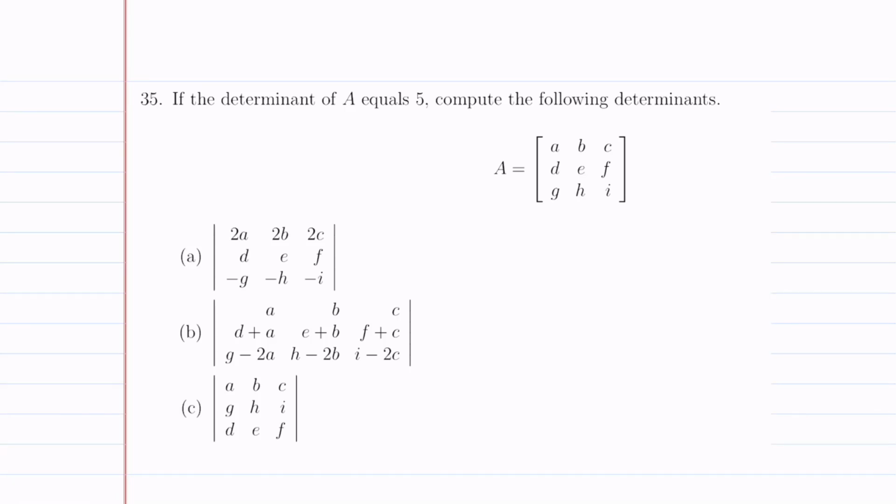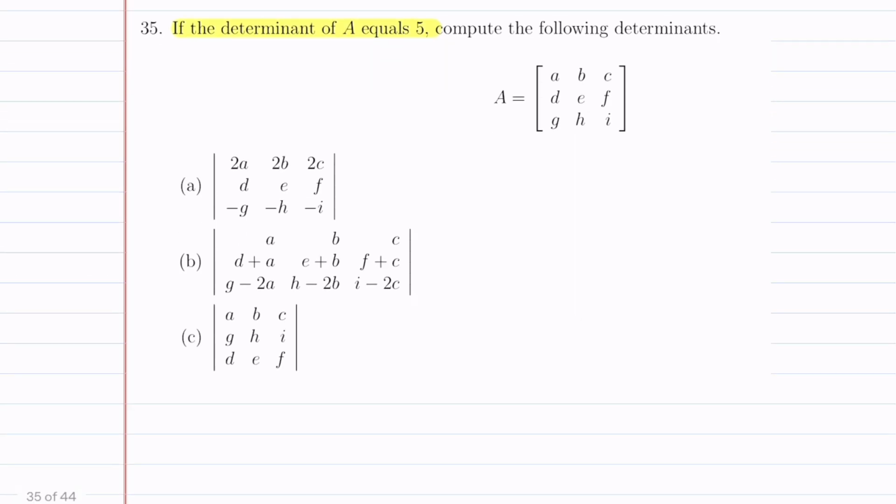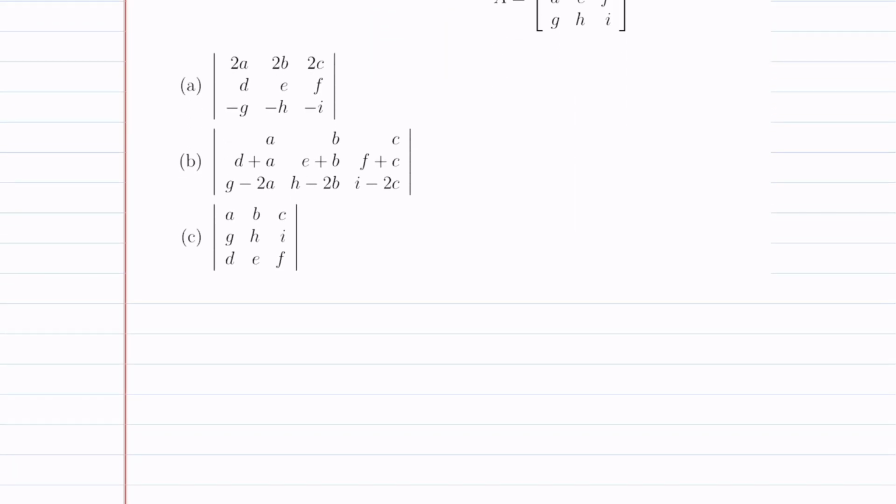In this problem, we're told that the determinant of matrix A is equal to 5, and we're asked to compute the following determinants. Let's go ahead and look at part A first.